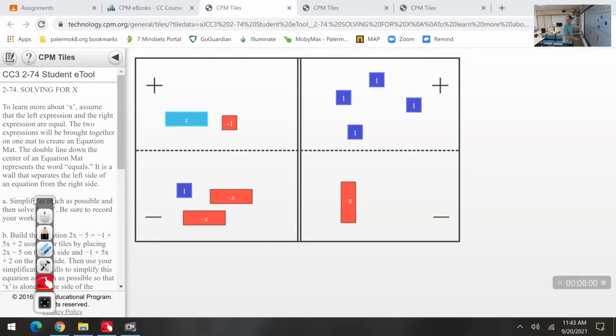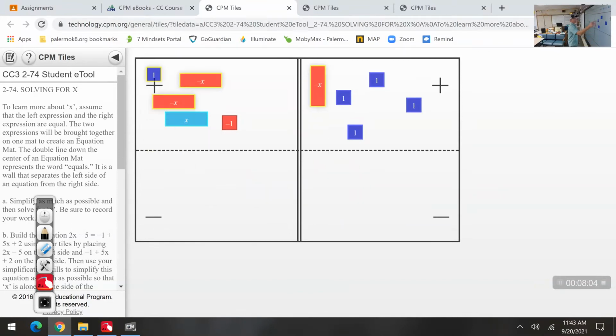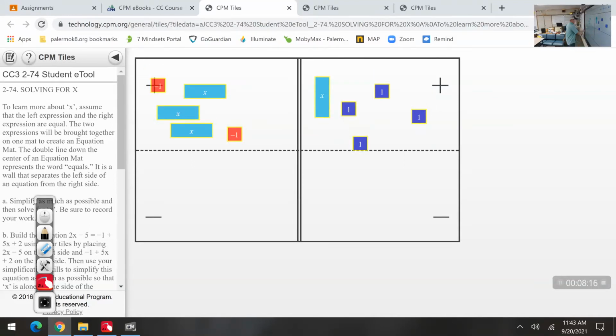Okay? Next legal move. We need to flip. Take everything in the negative region, flip it to the positive region. When it comes to the top, the positive region, we flip the color. And let's go ahead and write what we see. I see, Mr. McCoy, 3x minus 2 equal to 1x plus 4.